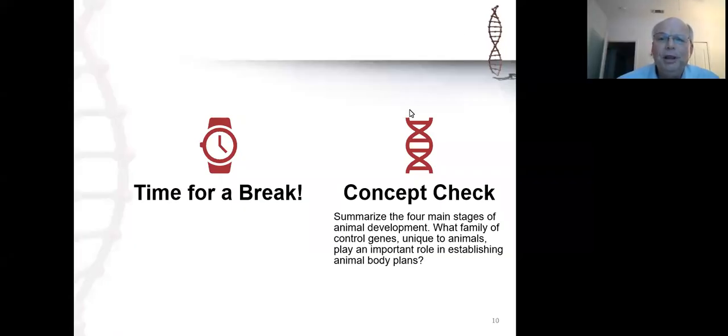So welcome back from the break. Let's take a look at the concept check question and then move on to talk about what we know about animal body plans. So summarize the four main stages of animal development. What family of control genes unique to animals play an important role in establishing animal body plans? Well, that's what we were just talking about in the last few slides.